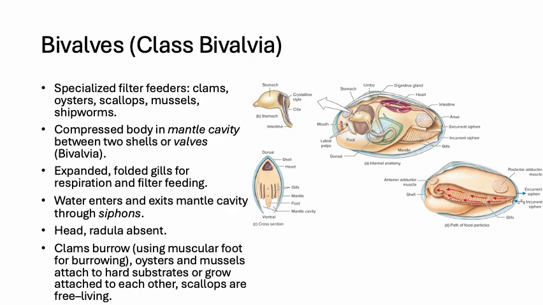back into the environment. Some, like clams, burrow into the sand using their muscular foot, while others, like oysters and mussels, cement themselves on the surface. Scallops can even clap their shells together to swim away from predators.